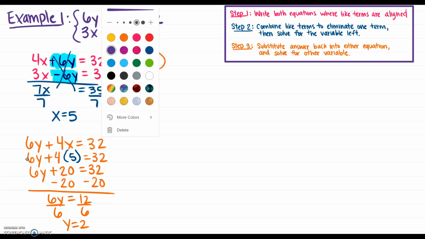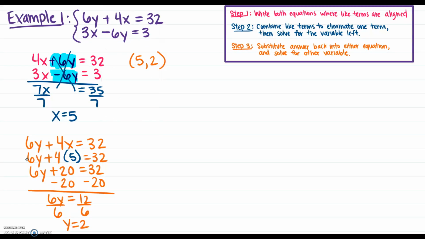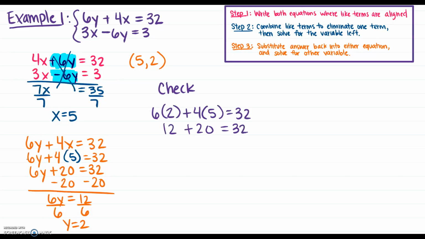I can check this system to make sure that it works by plugging 5 in for x, 2 in for y, and making sure that it works out in either equation. So let's check it in both equations. The first one, I have 6 times y, which is 2, plus 4 times 5 equals 32. 6 times 2 is 12, plus 20. And 12 plus 20 is 32. So it checks out. Let's try it in the other one.